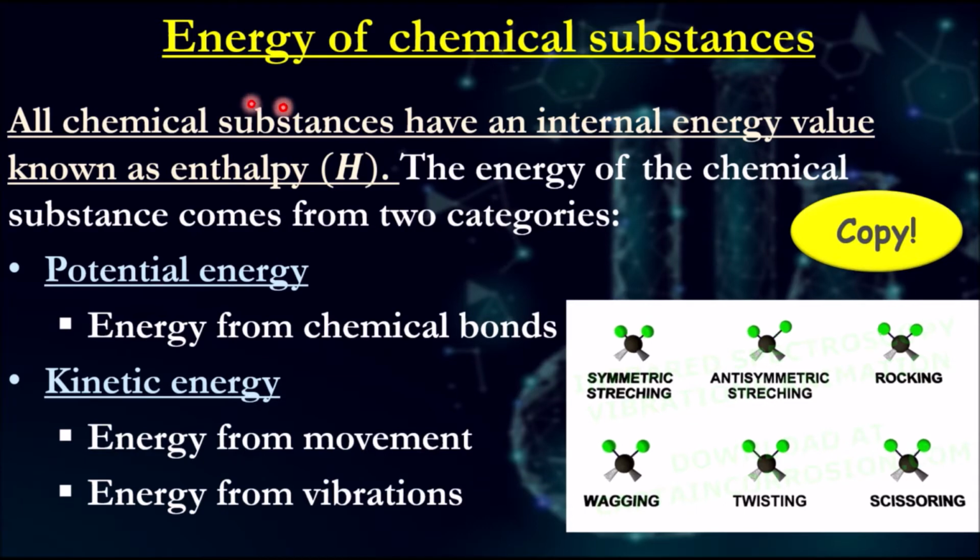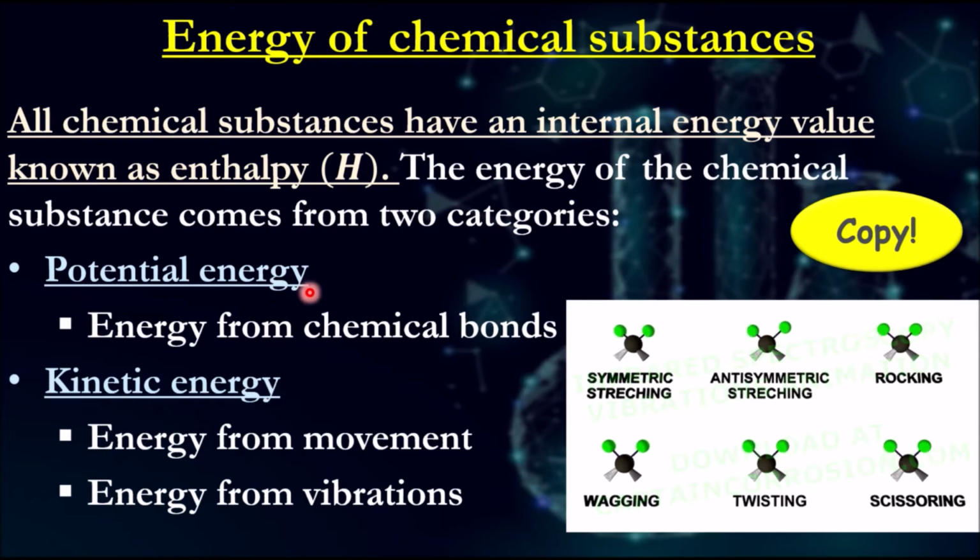So why exactly do we give off heat or do we take away heat? That all comes down to the idea of energies in chemical substances. All chemical substances have an internal energy value. We call this enthalpy, represented by capital H. The energy of the chemical substance belongs to two main categories. One, its potential energy, or two, its kinetic energy.